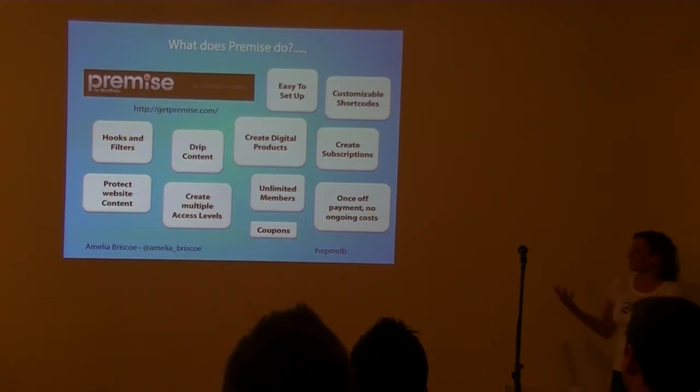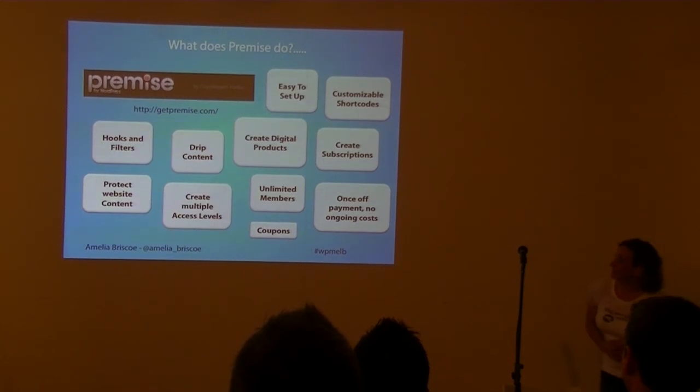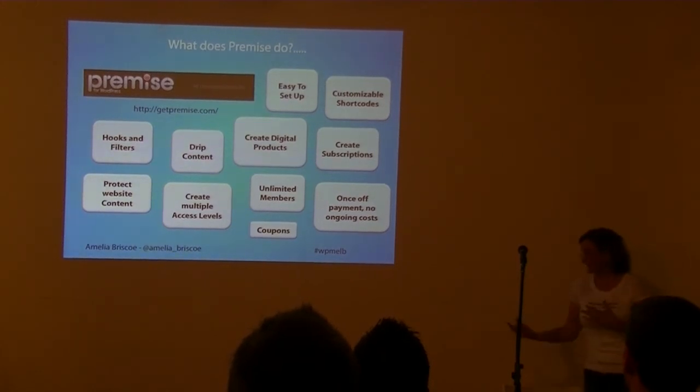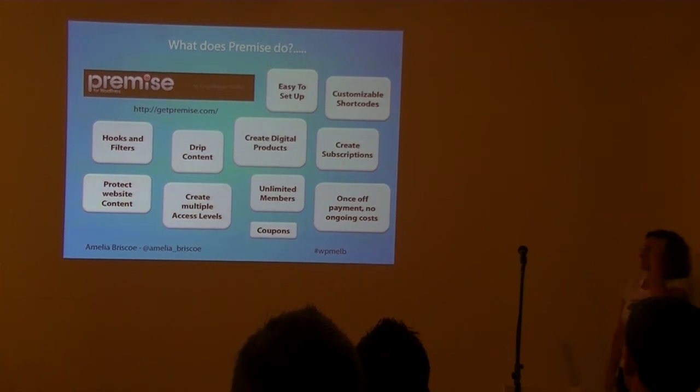You can create lots of different access levels, and you can create tiered access levels. You can protect website content by having it display only to members or only to particular access levels, so you can hide it from the general public. It also has hooks and filters built in, which you can hook into and filter information when you're creating the process. And you can create coupons as well. So if customers are looking to give potential members a bit of a discount, a bit of an incentive to join up, they can create coupons as well.